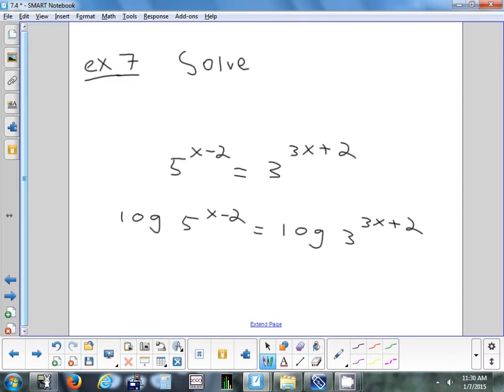Okay, any question what we just did there? Okay, it's kind of a new idea. We've never done that before, but you've done that idea before. You do the same thing to both sides. Okay, you've done it with like addition, subtraction in Algebra 1. We're just doing it with a log. Take the log of both sides. Let's put the exponents in front. Okay, and put the 3x plus 2 in front.